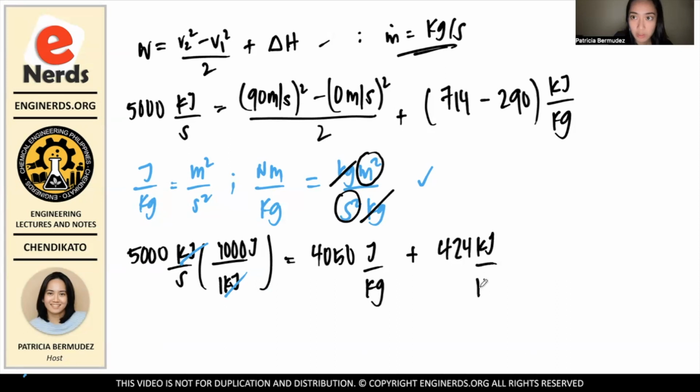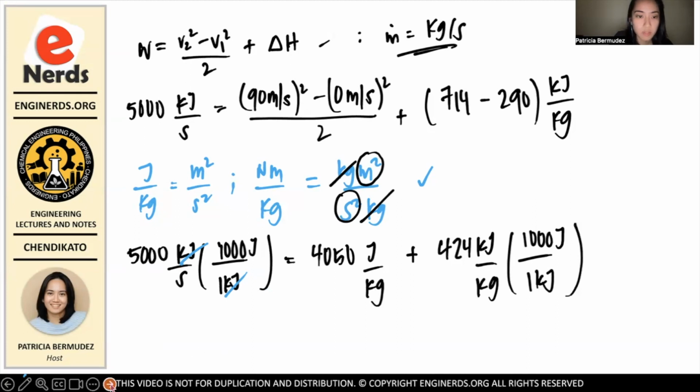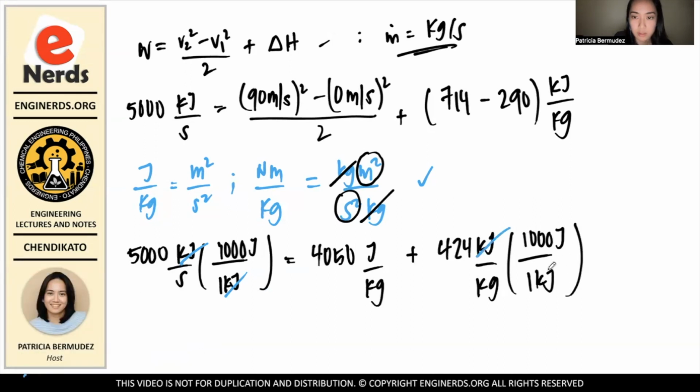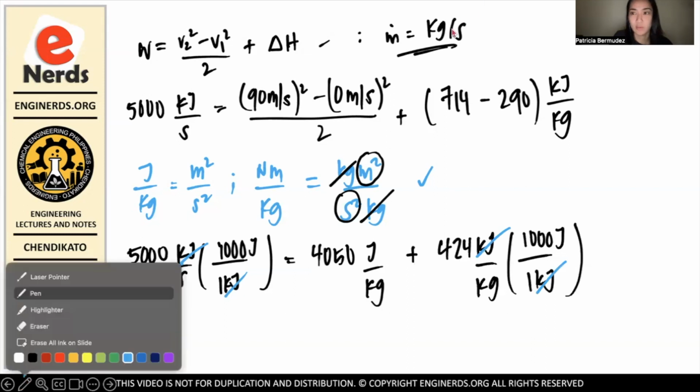kilojoules per kilogram. But then, we have to convert our kilojoules into joules. So 1 kilojoule is 1,000 joules. Okay? So from here, our kilojoules will cancel and joules per kilogram remain. So on one side of the equation, it is consistent as joules per kilogram. And here it is joules per second. And here, we get the units we need, which is kilograms per second of mass flow rate.